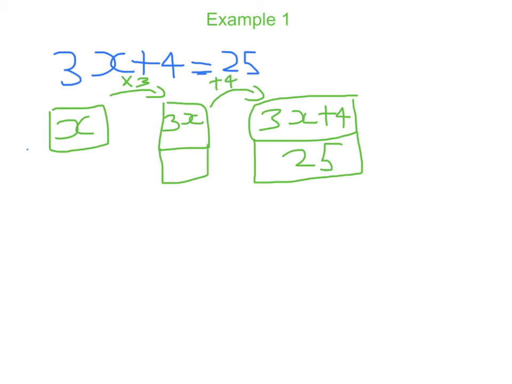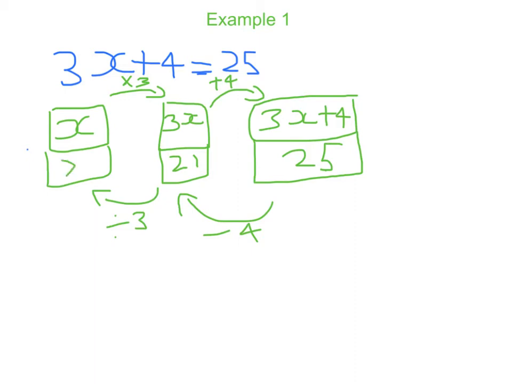And then we need to find the inverse of the addition, which is subtraction. So we need to subtract 4 from 25, which equals 21. And we need to find the inverse of multiplication, which is division. So we put another box and then we have to divide by 3. So 21 divided by 3 equals 7. So here we have x equals 7.